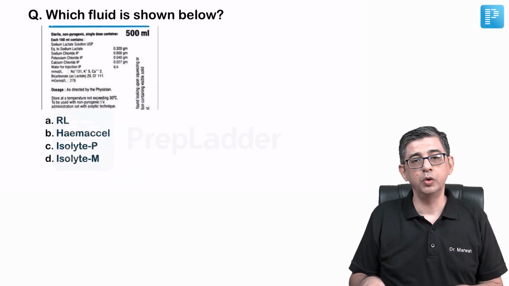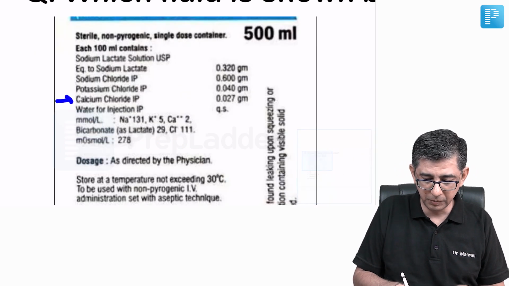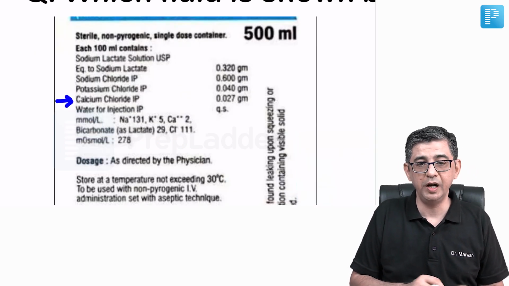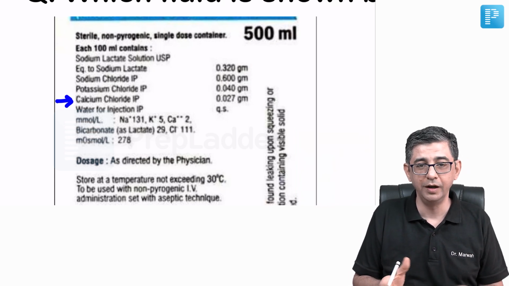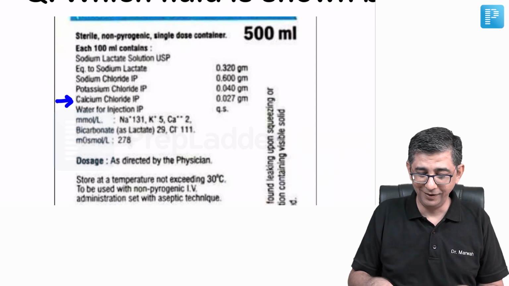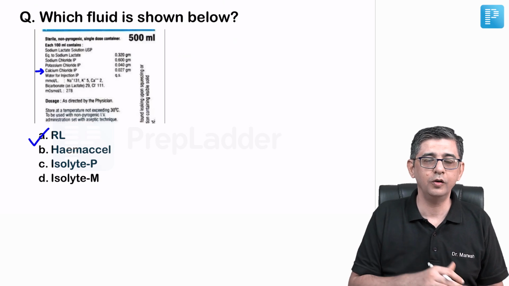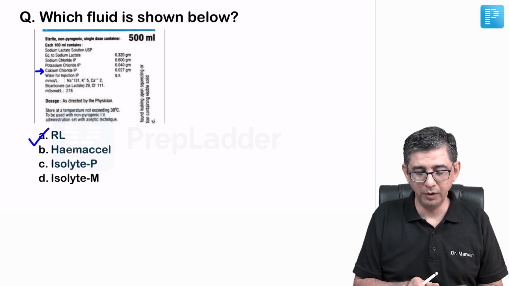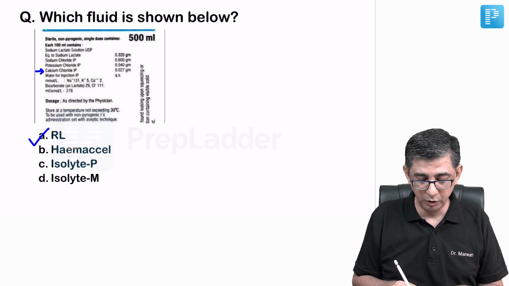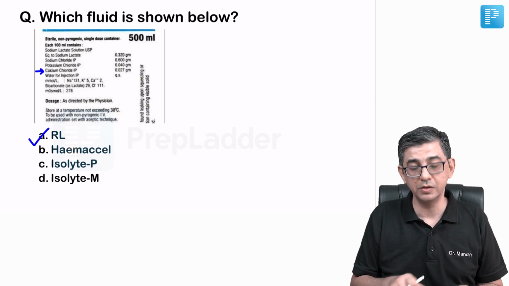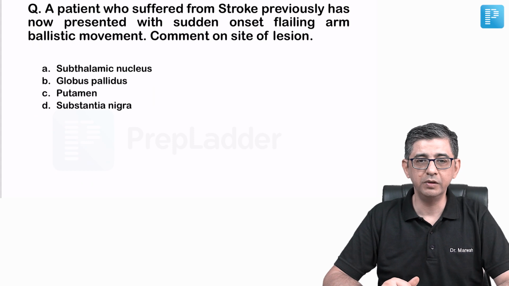Then there was a question on which fluid is shown below. So I think I'll just zoom it in. It talked about calcium also, and even the values would have been given of sodium, potassium, calcium, so you would have been able to pick it up. And if it is saying lactate, then the answer is pretty straightforward. Though ideally everything on the sticker of every IV fluid should be known to you, considering the presence of calcium in this particular sticker of the bottle, you should be able to come down to the final diagnosis.